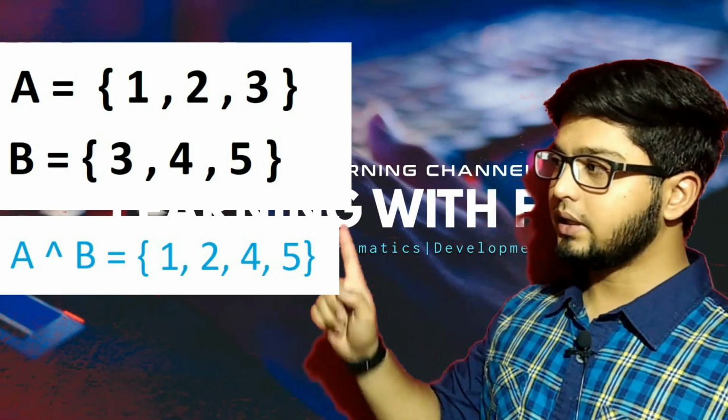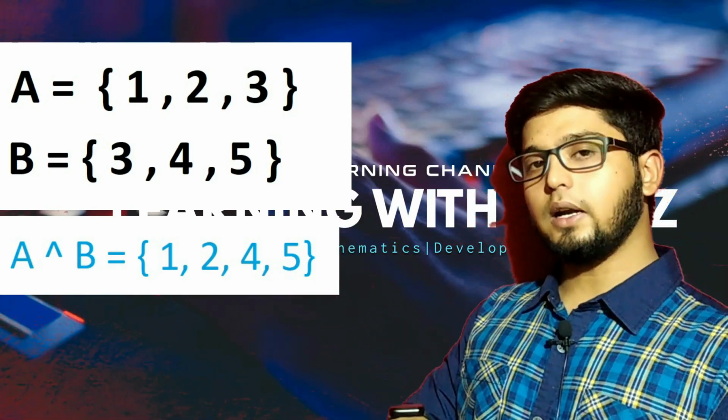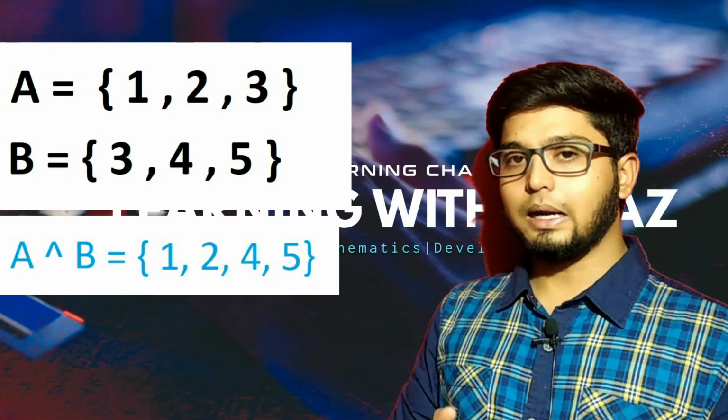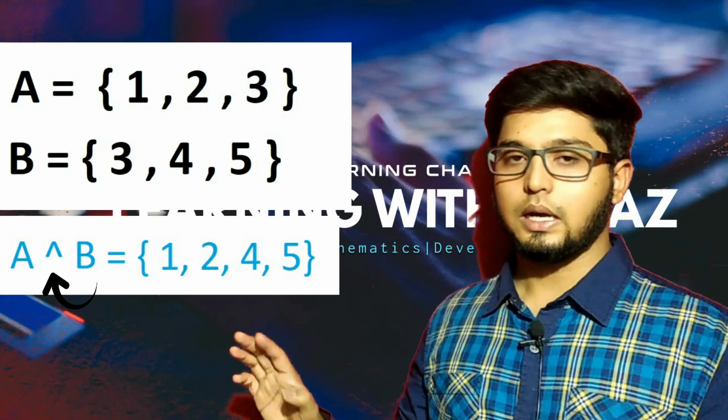I will ignore the common one and I will take both the elements of A and B. In the difference, I was just taking the left side. In the symmetric difference, I will take both of them. So the corresponding operator for symmetric difference in Python is the caret symbol. I think that is clear for you.